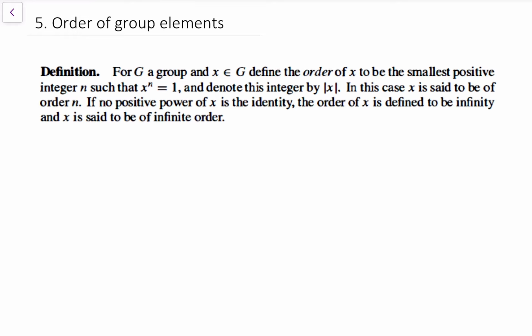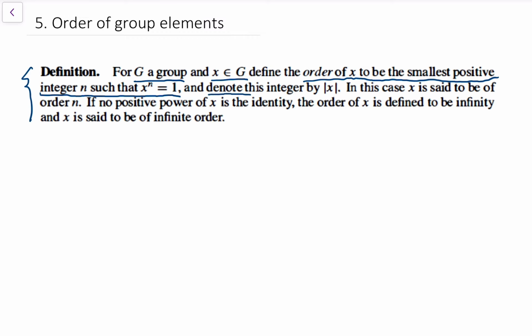Hello everyone. In this video, I want to talk about the order of elements in a group. This is the definition of the order of elements. It says that for a group G, and we look at any element x in G, then we can define the order of this element x to be the smallest positive integer n, such that x to the n equals 1.